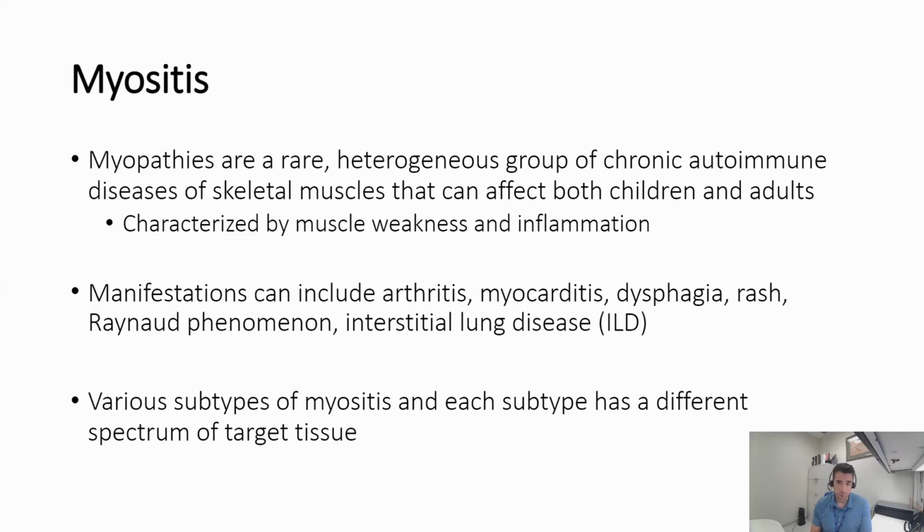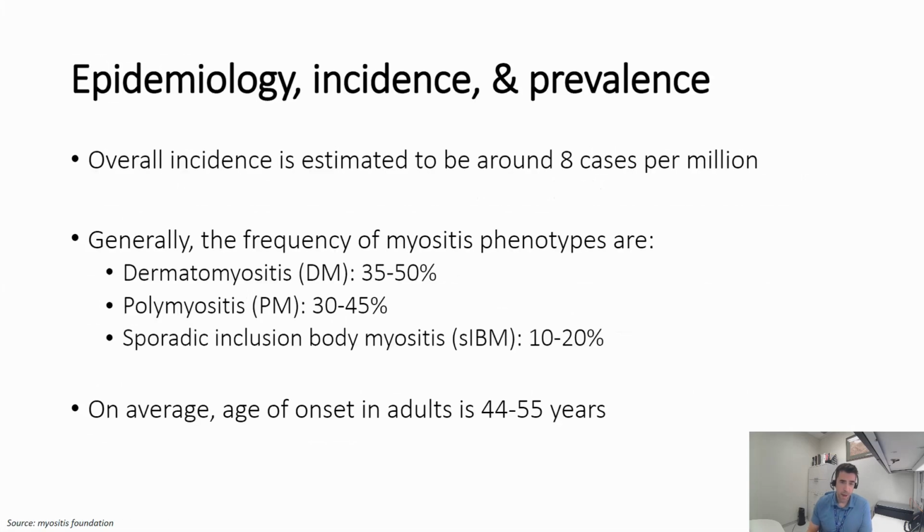So, by way of example, idiopathic myositis predominantly affects skeletal muscle, whereas dermatomyositis is multi-organ, which can affect lung, skin, and joints. Now, overall, the incidence is estimated to be about 8 cases per million, which is, again, quite rare. And generally, the frequency of myositis phenotypes can vary.